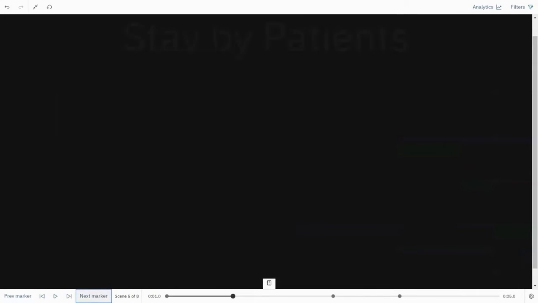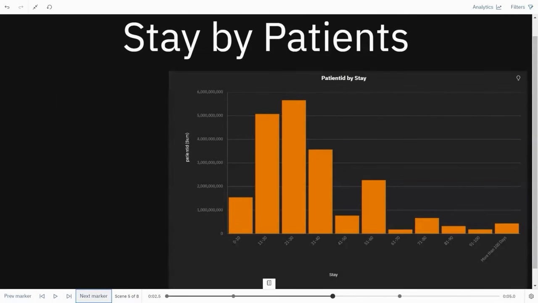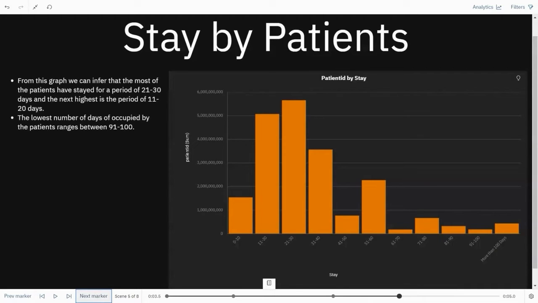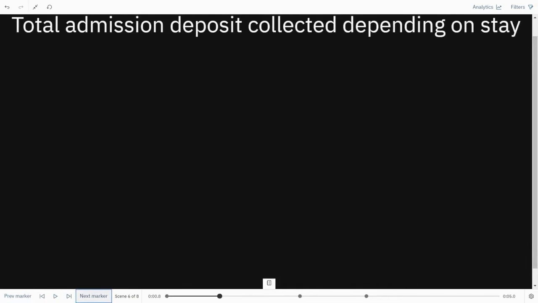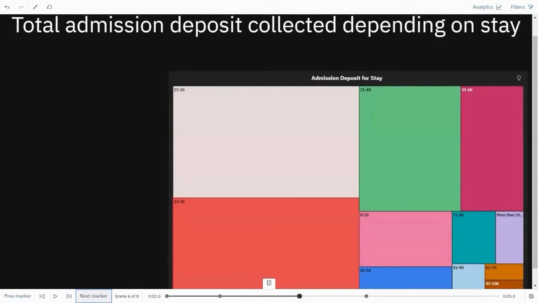The next visualization is about the stay by patients. From this graph, we can infer that most of the patients have stayed for a period of 21 to 30 days, and the next highest is the period of 11 to 20 days. The lowest number of days occupied by the patients ranges between 91 to 100, followed by 61 to 70. Moving on to the next visualization.